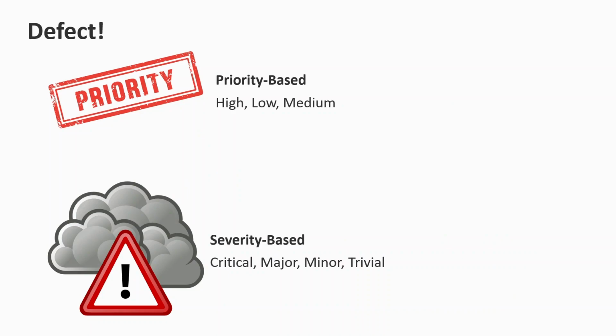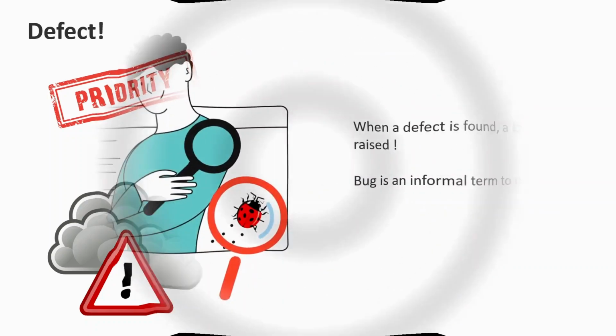Defect can be priority based and severity based. Priority based can be further classified as high, low and medium. Severity based can be further classified as critical, major, minor and trivial.